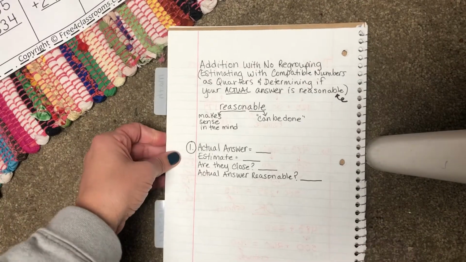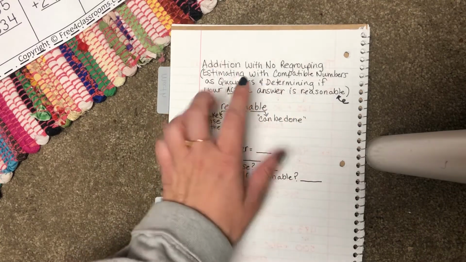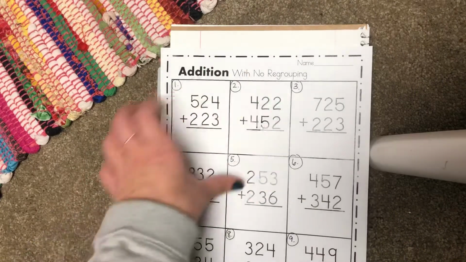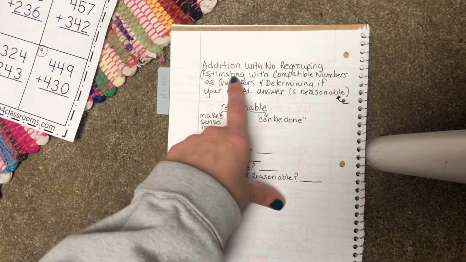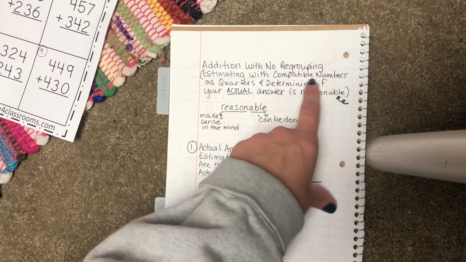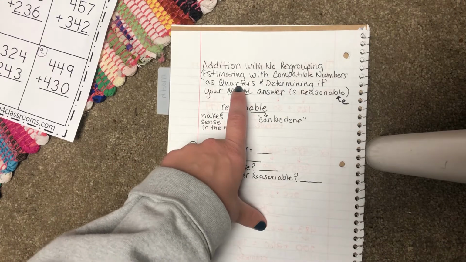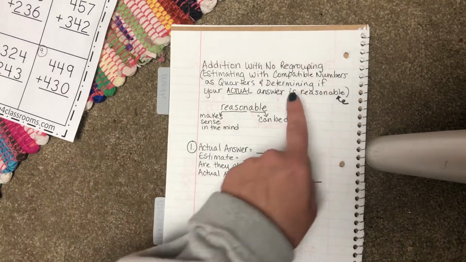Not many notes to take, but this is just our title. I know it's long. So I put the title of the worksheet, addition with no regrouping. And what we're going to do is we're going to estimate, which we've been doing with compatible numbers. We've also been doing that, thinking of them as quarters. And then we're going to determine if our actual answer is reasonable.